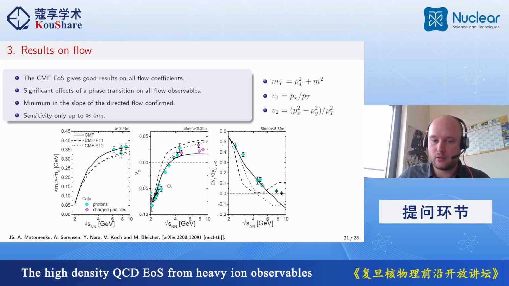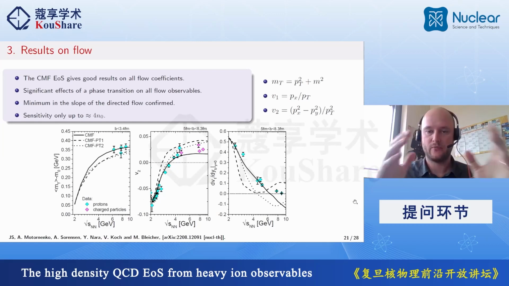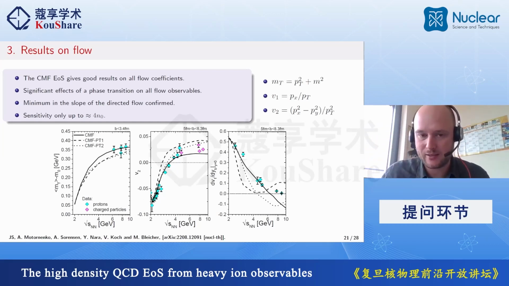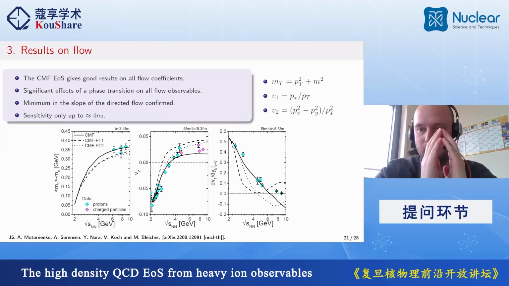So as you can see, the V2 is here also negative, and it's because of this. So what you have at low energies is the collision, right? You have the overlap, which is very similar to what happens at high energies, and then you have this almond-shaped overlap, right? And then with the pressure gradient being larger in the in-plane direction, your system starts to expand into the x direction, right?